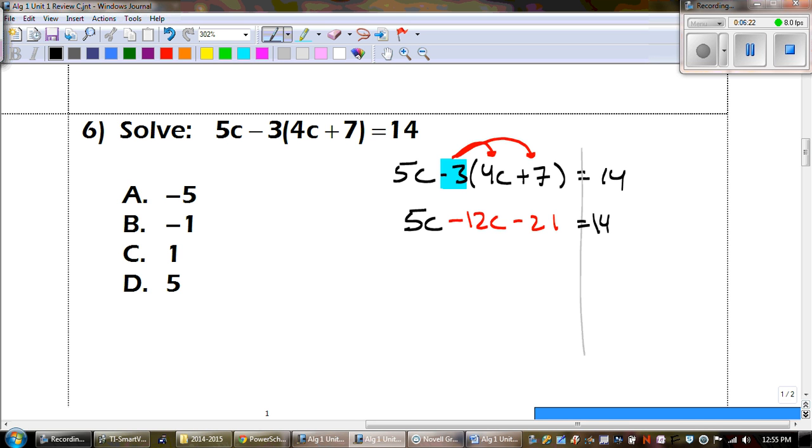Now, the next thing we have to do is combine our like terms. All right, our like terms, the 5c and the negative 12c. So combine the coefficients, 5 minus 12. 5 minus 12 is a negative 7c minus 21 equals 14. Okay? And from here on out, guys, you should be able to solve this all by yourself by following the rules of SADMAP. So I'm going to go ahead and pause the video right here, and you guys are going to solve it yourself. Good luck.